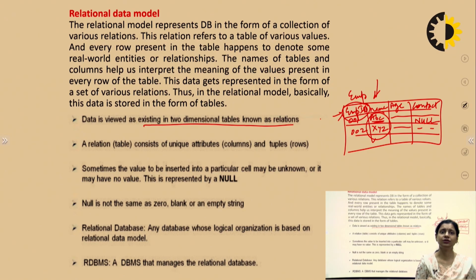But it is not the same as 0 or blank. 0 is something with a value 0. They have a value, but that value is 0. Null means we do not have any value at all.